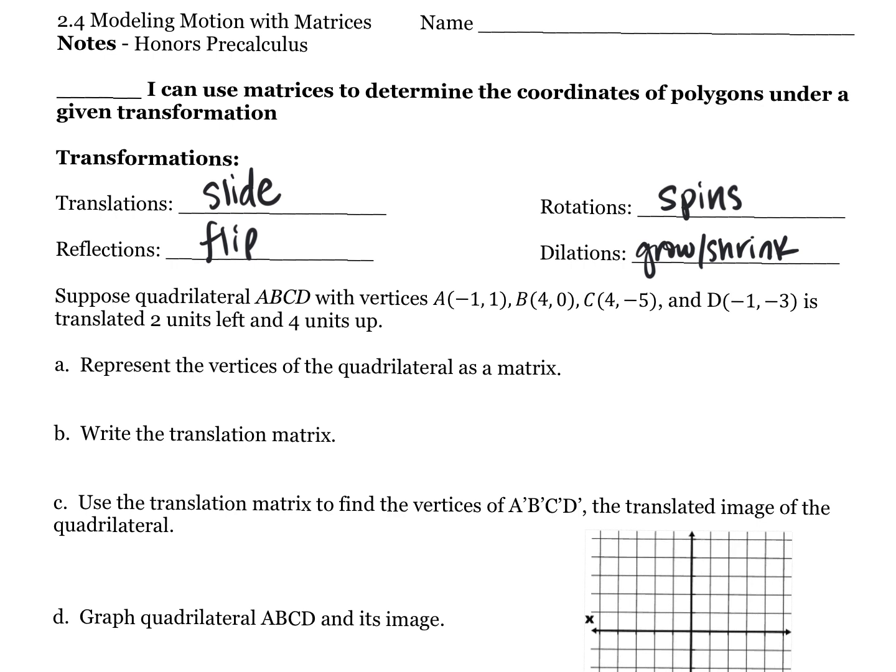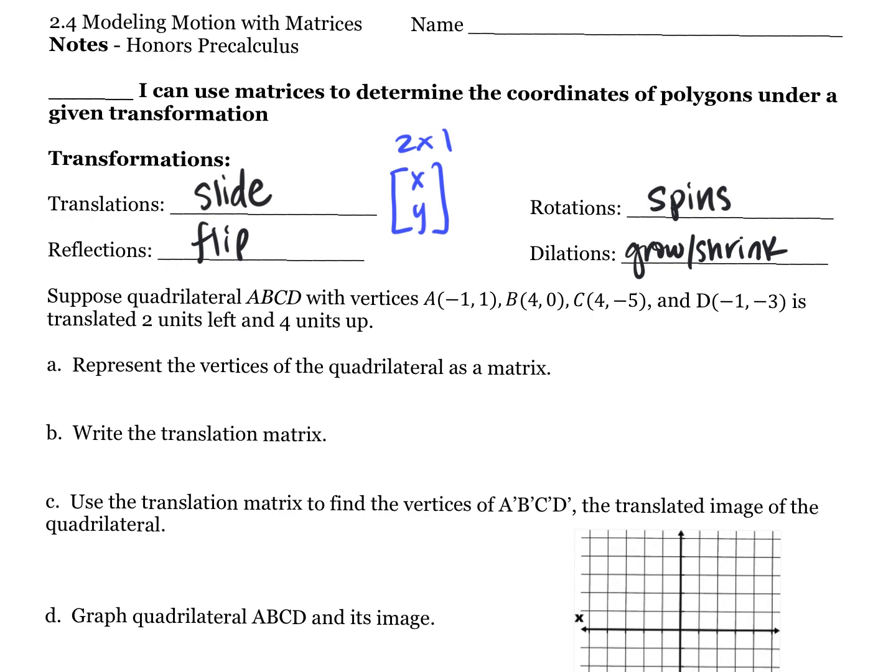When we write our little coordinates as a matrix, you guys, it's always going to go like this. X, then Y. It's going to be a what by what. Left and right before you go up and down. This is a 2 by 1. That's what a coordinate's always going to be written as.